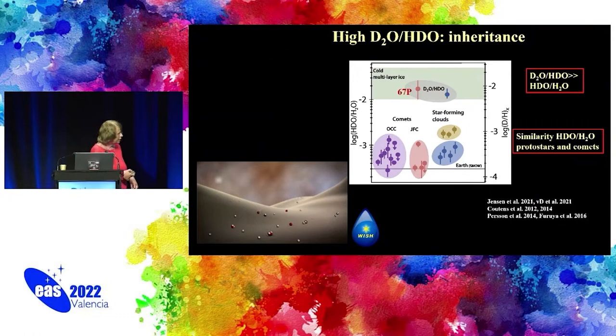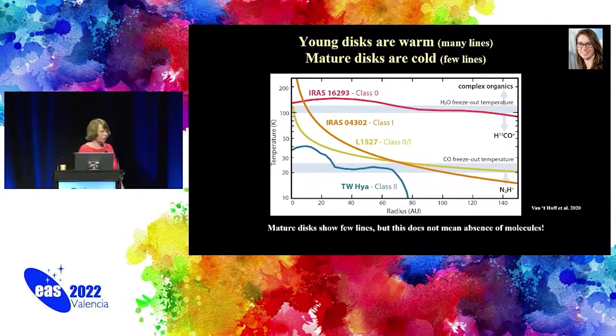So we talked about young disks, like IRAS 16293. They are warm. This is a temperature structure derived for it. You see that everywhere it's largely above 100 Kelvin, which means that water cannot freeze out, and also the complex organics are in the gas phase. But if you go to the later stages, the disks become colder and colder. And that means that more and more molecules start to freeze out, first the water, but eventually even the carbon monoxide starts to freeze out. And so young disks are very line-rich. Mature disks are very difficult to observe, with only very few lines.